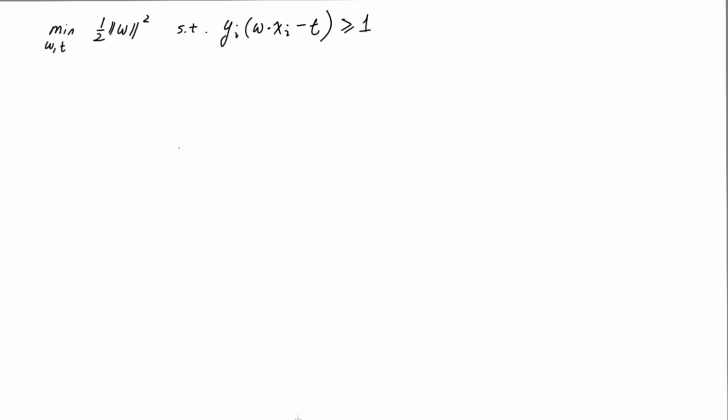This is different in a couple of ways, or well, in one way really. In the previous problem, we had a constraint that was 4x plus 4y equals 10. Here we have an equality constraint. Here we have an inequality constraint. So we just move everything to one side, so we can rewrite this as yi times W xi minus T minus 1 greater than or equal to 0.